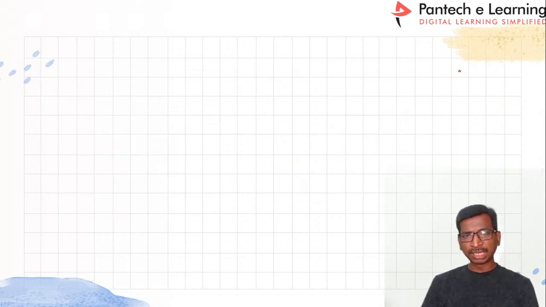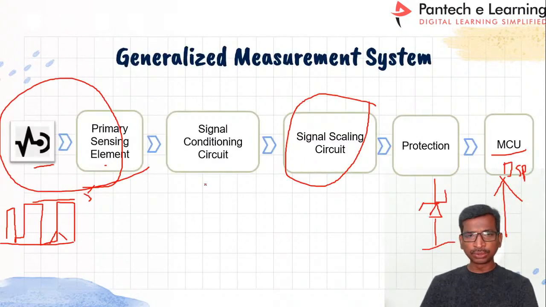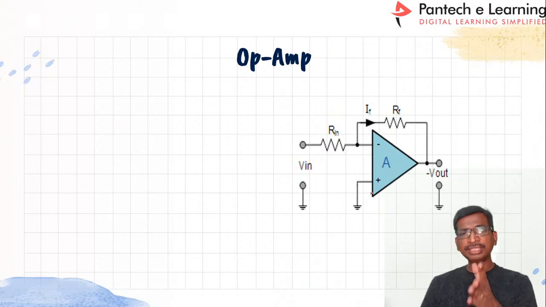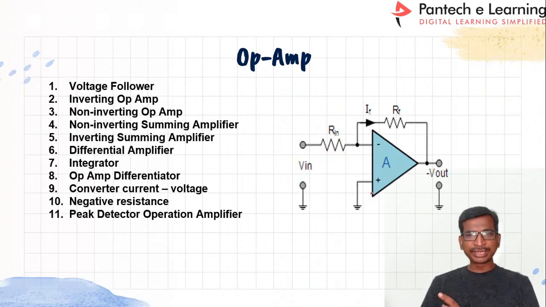So in the signal conditioning circuit, the main component is the operational amplifier, right? So this operational amplifier is going to play a vital role in this signal conditioning circuit, I mean in the sensor circuit design. So to understand the op amp, you should know some basic concepts of the operational amplifier, I mean op amp, right?